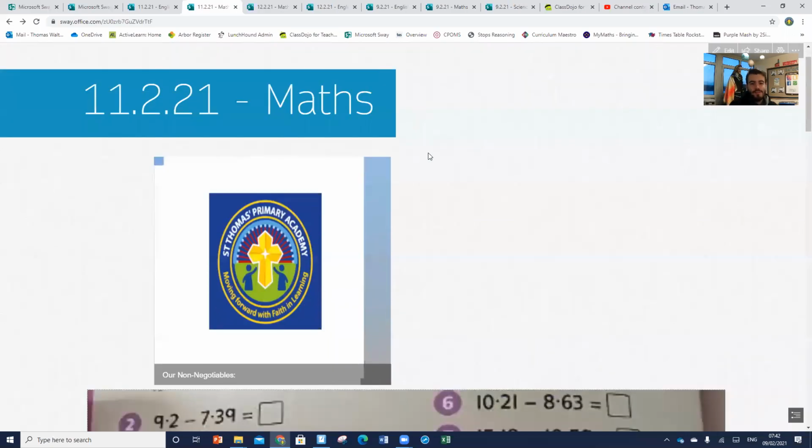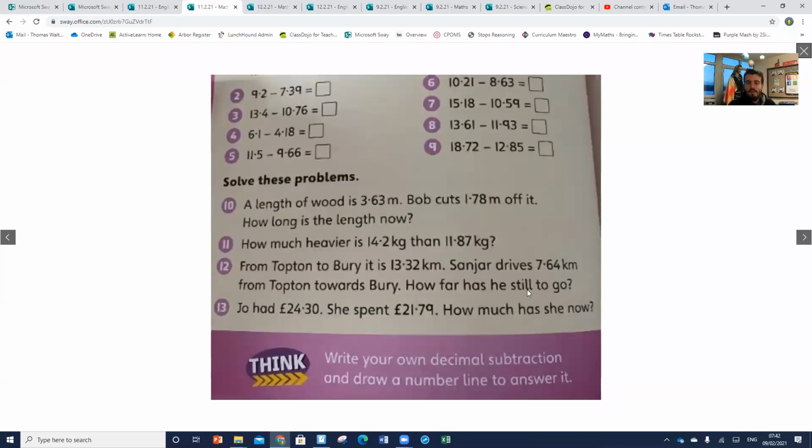Good morning. So we've got some maths today, and I'm just going to warn you now, there are a few little tricky bits in there that you need to be really careful of today.